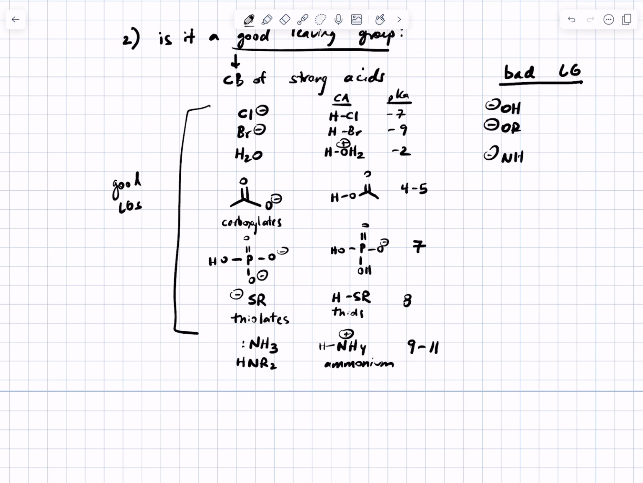Also, NH minus, NH2 minus, NRH minus, and so on are also bad leaving groups. The conjugate acid of the alcohol, OH minus, is water or alcohol, pKa around 16, of course. The conjugate acid of NH2 minus is ammonia, pKa around 38.